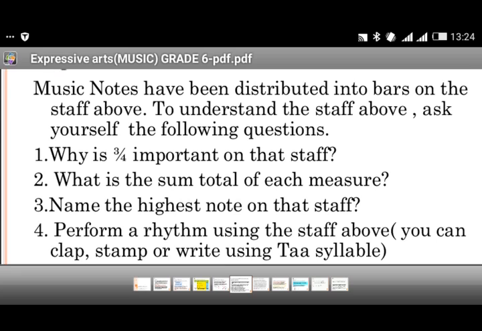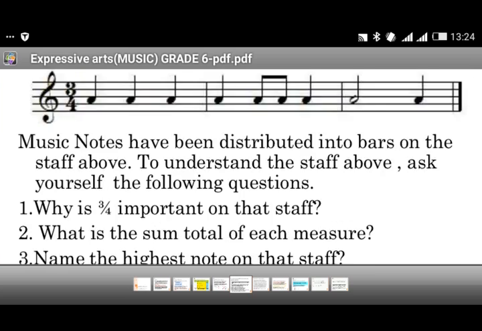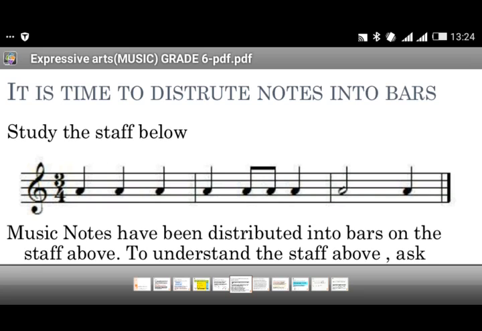Good. Now, the third question is saying, name the highest note on the staff. As you can see, what's the highest note on the staff? The first one, the crotchet, 1 beat. A quaver, half a beat. A minim, 2 beats. So which one is the highest note? The highest note here is a minim with 2 beats.